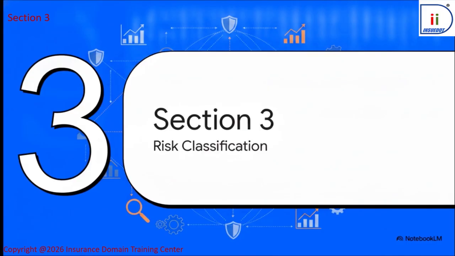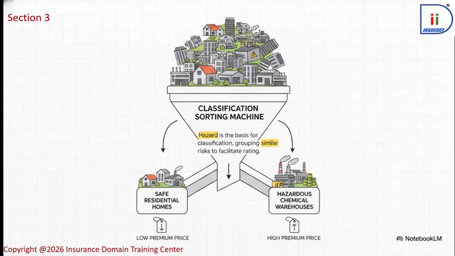We are in Section 3, Risk Classification. We understood what is hazard in Section 2. At its core, hazard is actually the foundation of risk classification. Risk classification takes similar policies and categorizes them into distinct groups based on the hazards they present. This dramatically speeds up the underwriting process.